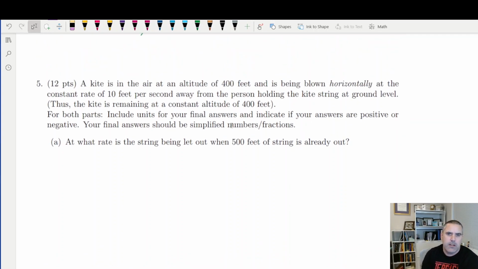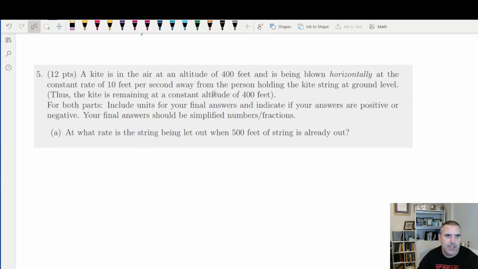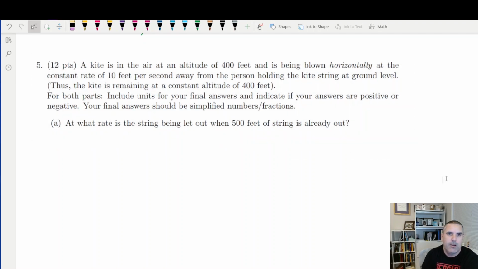A kite is in the air at an altitude of 400 feet. For years when we go to the beach, I always try to get my kids to play with kites, but every time I get them out, once they get in the air, they want to walk away, and I'm left standing with a kite. So they don't really like it that much.